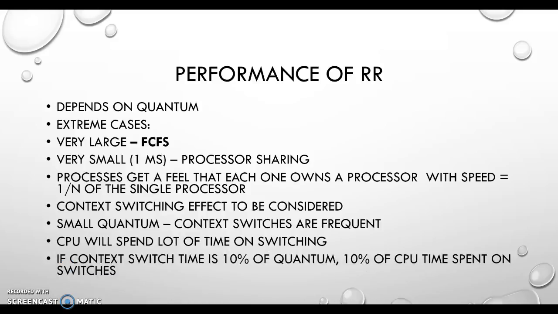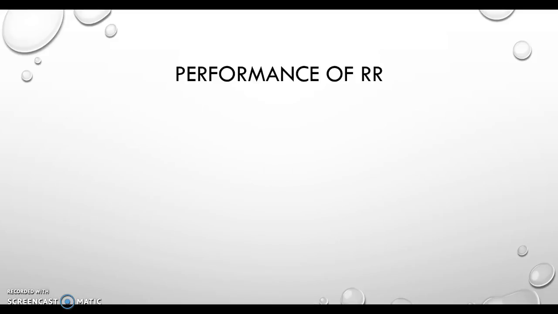The next important thing we have to see in round robin is context switching, which is a very important consideration. If the quantum is very small, context switches are very frequent. The CPU will spend a lot of time on switching. If the context switch time is 10% of the quantum, 10% of CPU time is spent on switches.